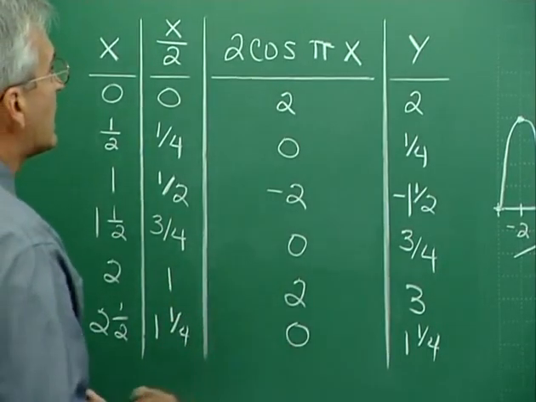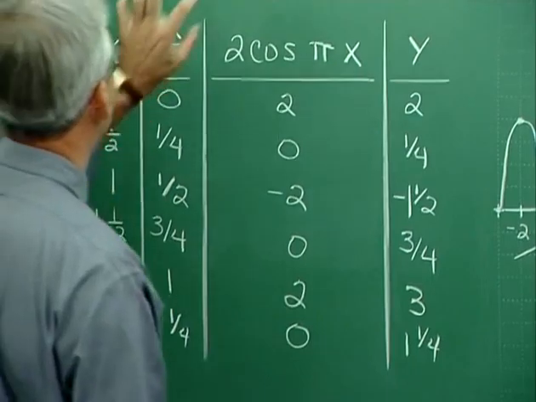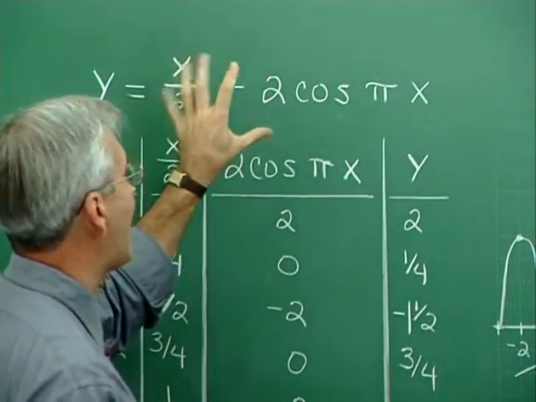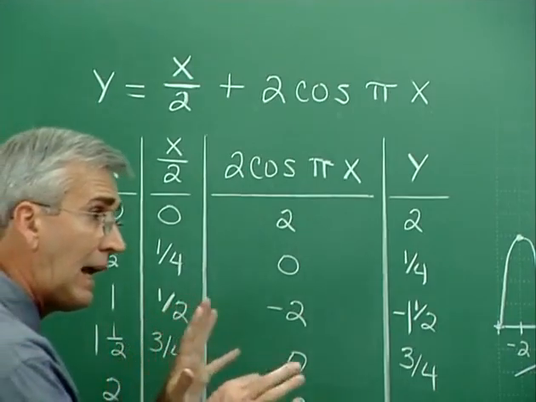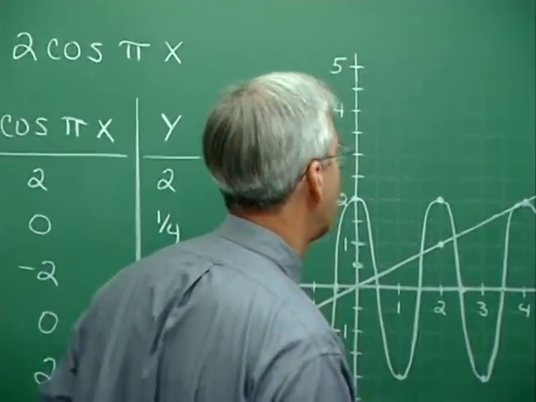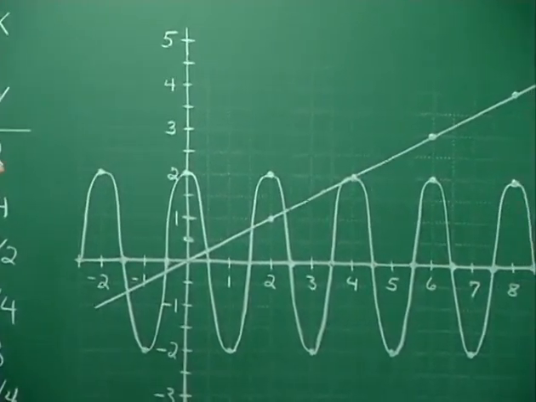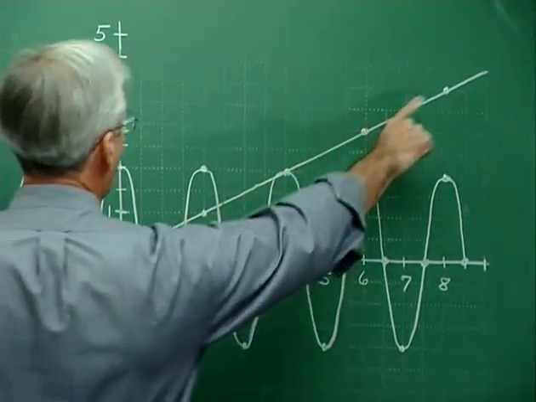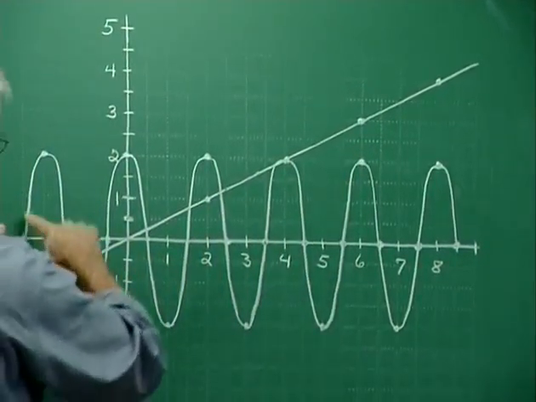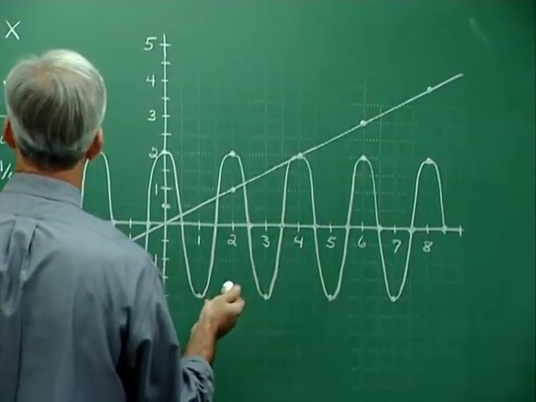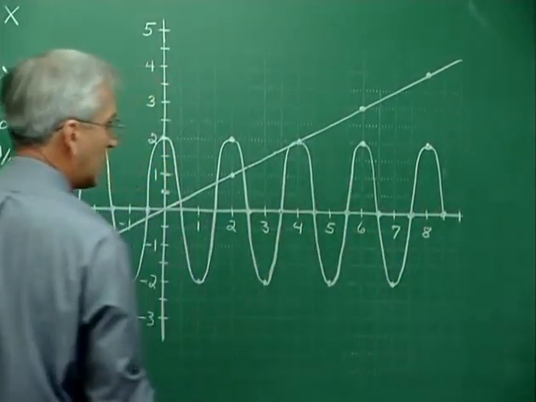Now, another technique is to graph this and graph that as separate graphs, and then add y values. Let me show you what I'm talking about. I have constructed the graph of those two right here. Can you pick out which is which? I'm sure you can. All right, this is the graph of x over 2, and this is the graph of that cosine curve. It's actually 2 cosine pi x. All right, here's that curve.